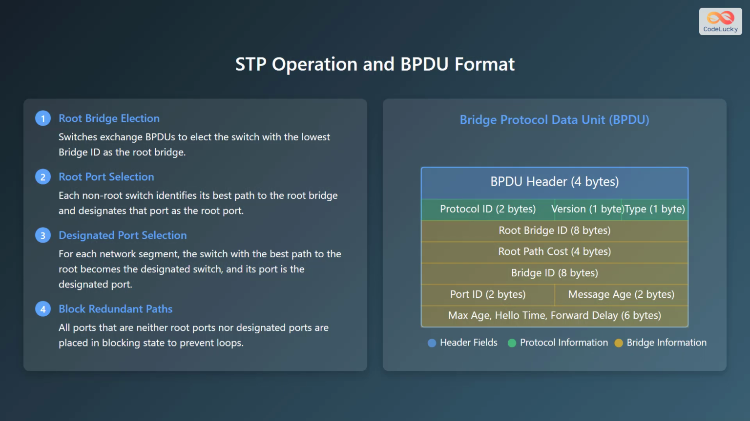STP operation involves a few key steps. Firstly, switches exchange bridge protocol data units, also known as BPDUs, to elect the switch with the lowest bridge ID as the root bridge. Secondly, each non-root switch identifies its best path to the root bridge and designates that port as the root port. Thirdly, for each network segment, the switch with the best path to the root becomes the designated switch, and its port is the designated port. Lastly, all ports that are neither root ports nor designated ports are placed in the blocking state to prevent loops. A bridge protocol data unit contains header fields, protocol information, and bridge information.